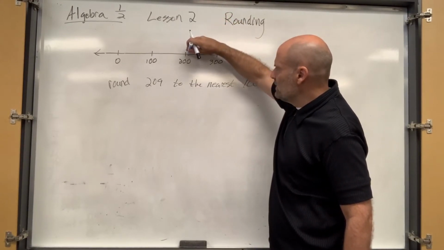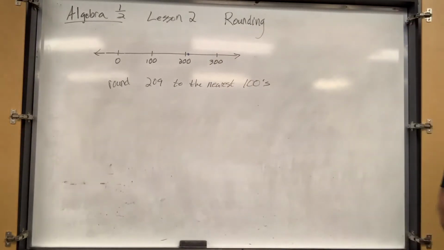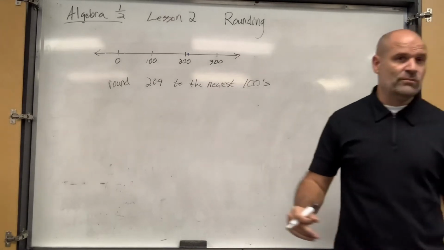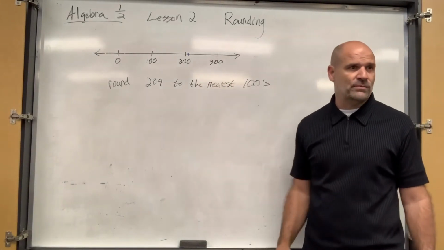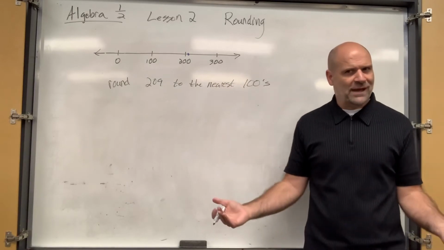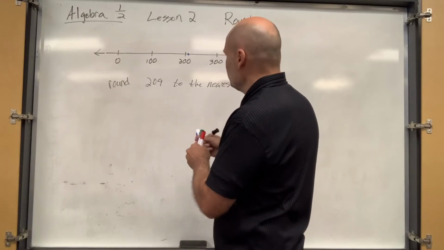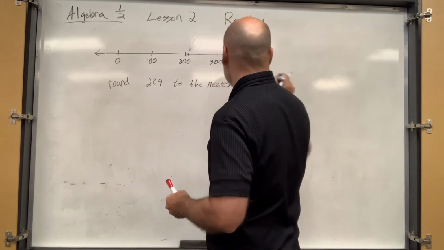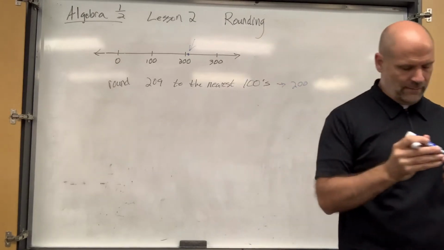Yes, so basically I'm asking what hundreds it's closest to. 200. It's closest. So whenever you're asked to round a number, you could draw a number line and graph it and see where it's close to. We don't need to do that, but it's easy to see visually that that's where it is. So it's closest to 200.